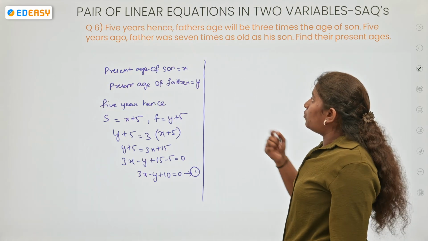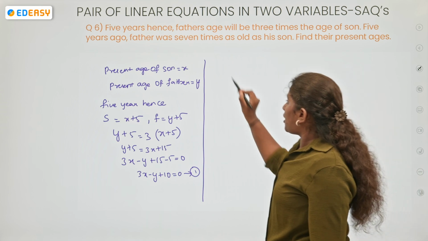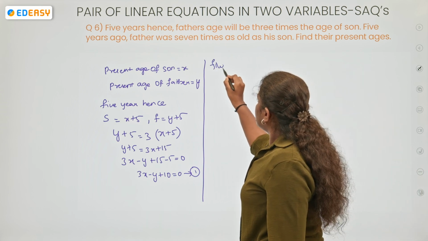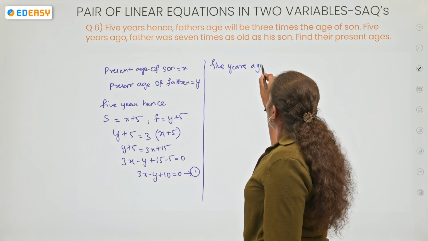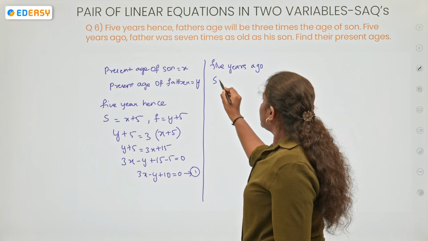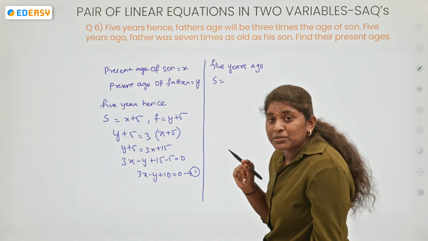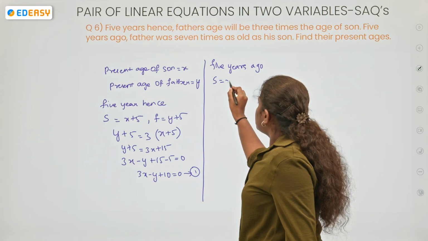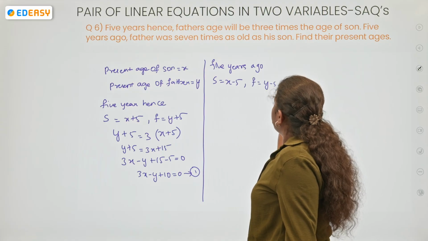5 years ago, father was 7 times as old as his son. 5 years ago. Clear? What will be the son's age? 5 years ago means 5 years before. Before means you need to subtract 5. So that becomes x minus 5 and father's age will become y minus 5.